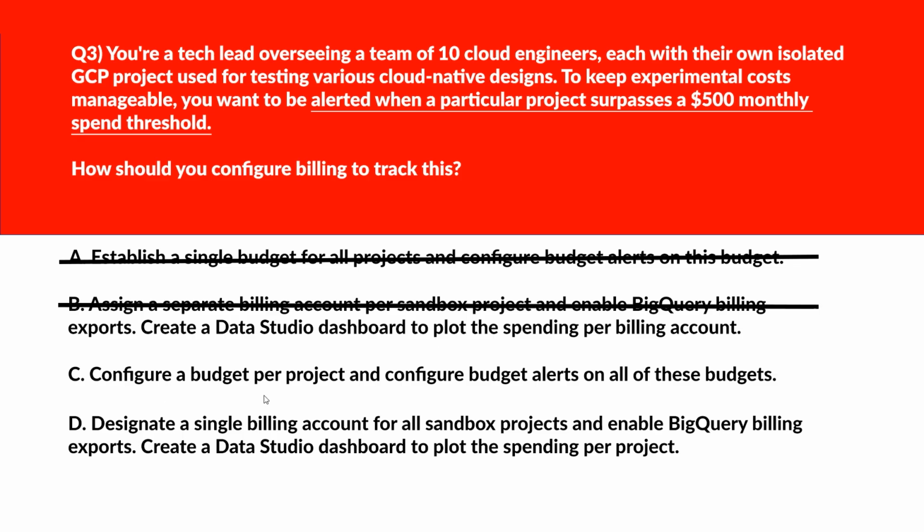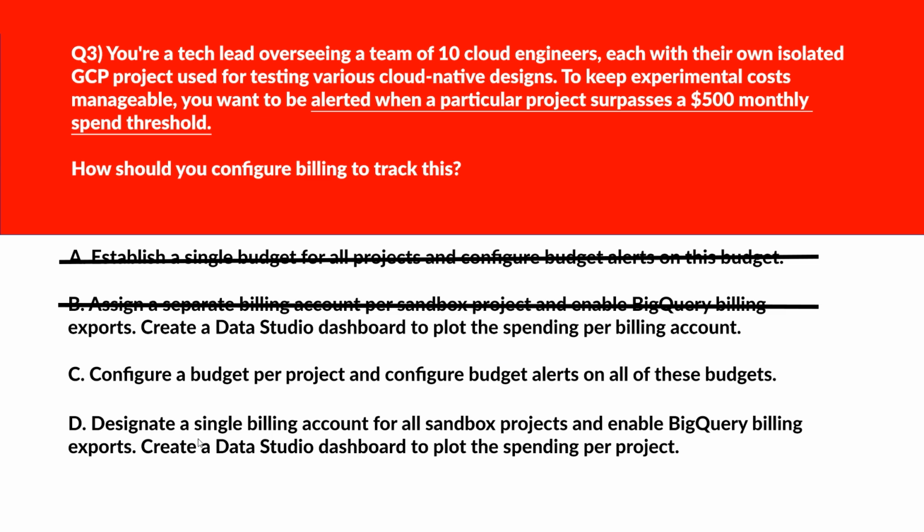C says configure a budget per project and configure budget alerts on all of these budgets. Defining individual budgets per project allows granular cost tracking and ensures alerts trigger when any single developer exceeds $500 per month. Let's keep this. We'll move to D.